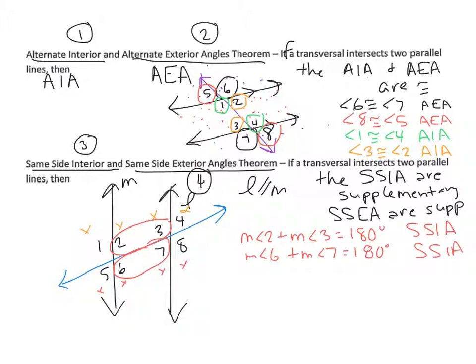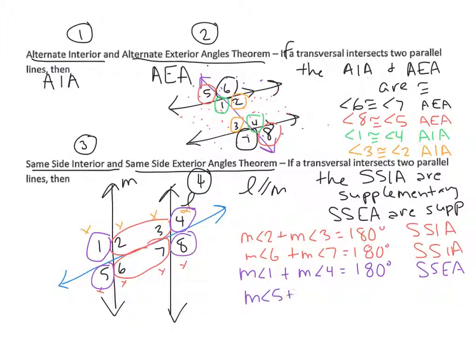So these guys are interior. Now let's look at the outside, the exterior. Angle 1 and angle 4 are both on the same side and they're exterior. So I write the measure of angle 1 plus the measure of angle 4 equals 180 degrees by same side exterior angles. And 5 and 8, so the measure of angle 5 plus the measure of angle 8 adds up to 180. Same side exterior angles.